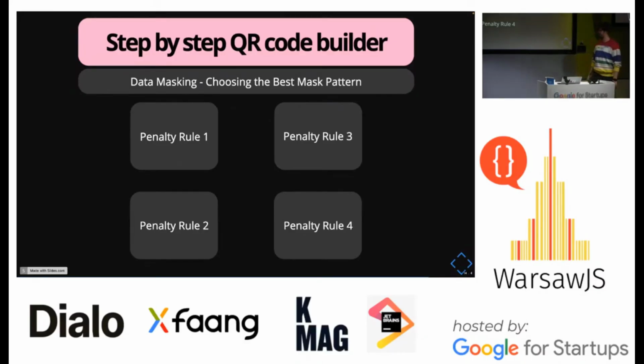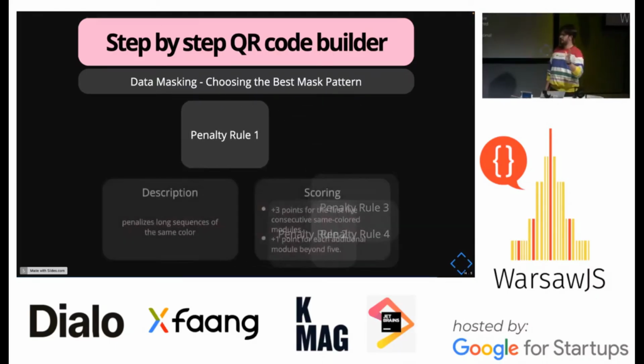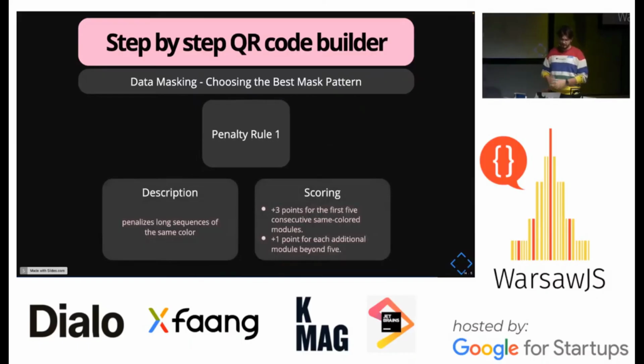But I also do this, like I put the first mask and, let's go. But here it goes. So the first penalty is: penalize the presence of 2x2 blocks of the same color. Sorry, I read the next penalty rule. Penalize long sequences of the same color.